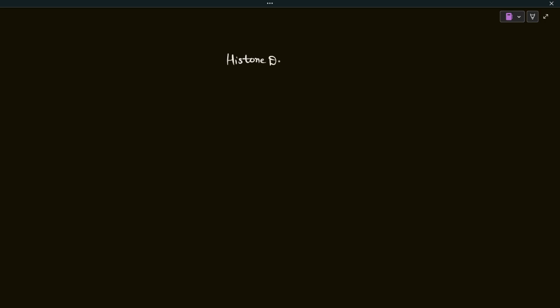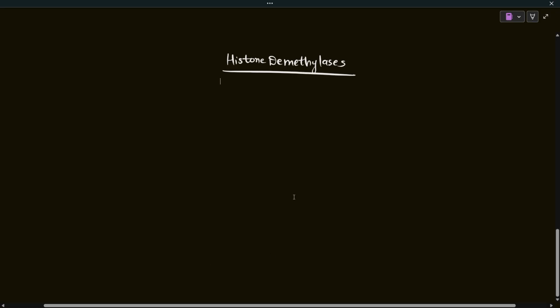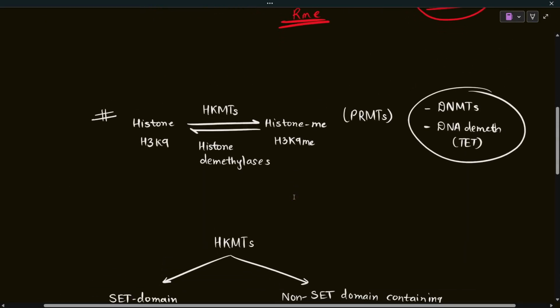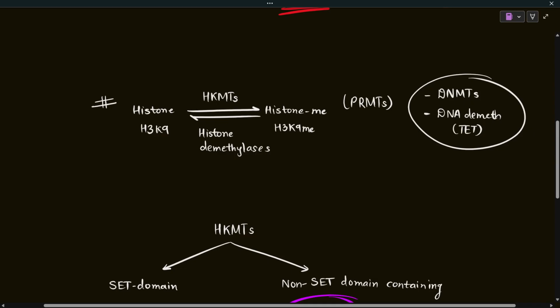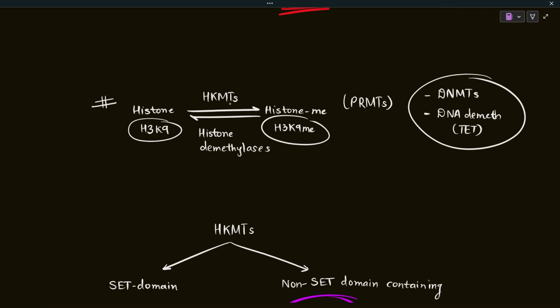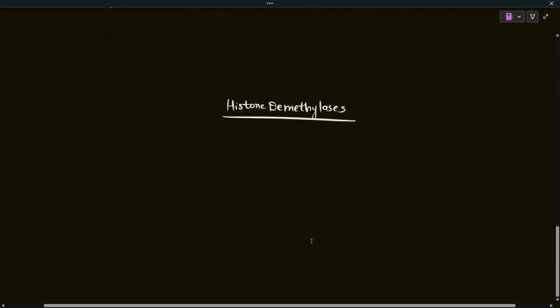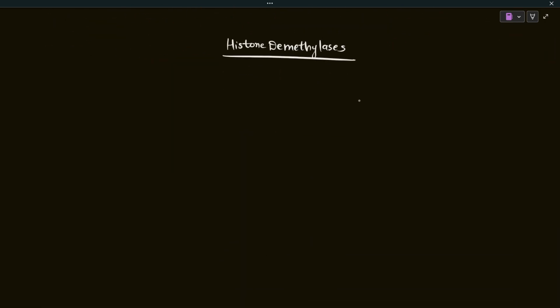demethylases. Okay, so just like the DNA methylation, the reaction in the opposite direction, from H3K9 methylation to H3K9, was supposed to be only a one-direction reaction. Like, they thought that this is an irreversible reaction, so you can't demethylate the histone.